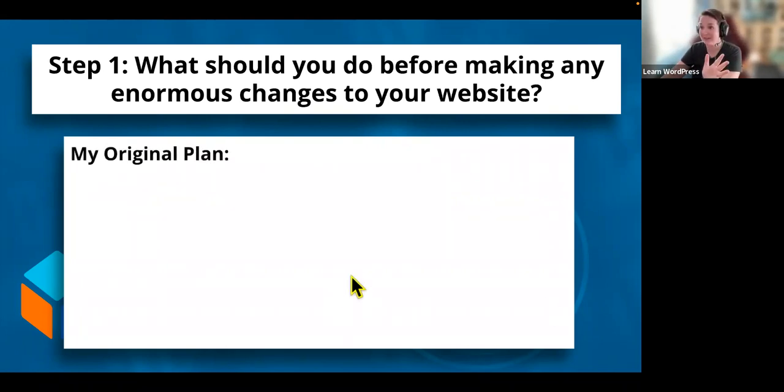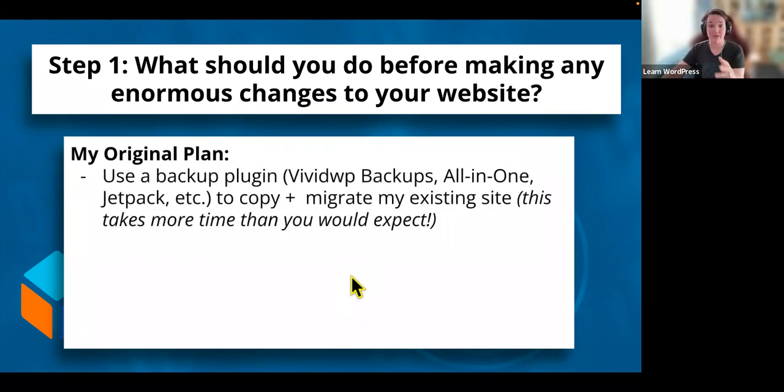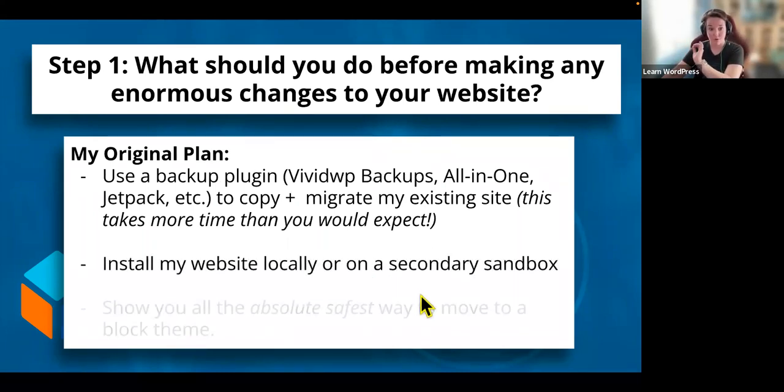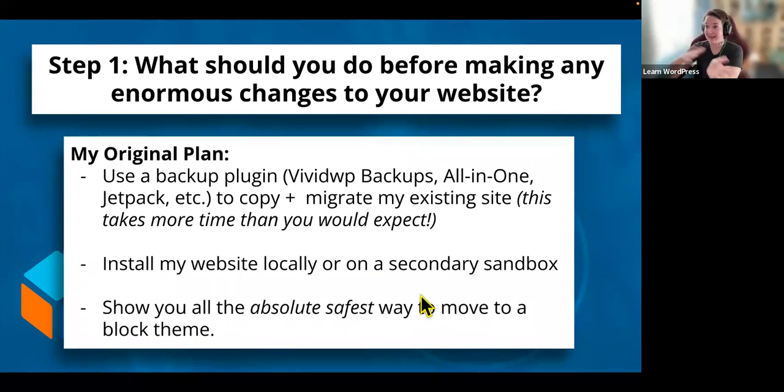So my original plan for this had been to use a backup plugin, like Vivid WP Backups or all-in-one Jetpack, and make a copy of my website and migrate it to a local installation or Pressable, so that I had a separate place entirely. I was going to show you the absolute safest way to move to a block theme. And this is what I advocate for doing: making a copy of your website, moving it somewhere else, and then making the changes there.